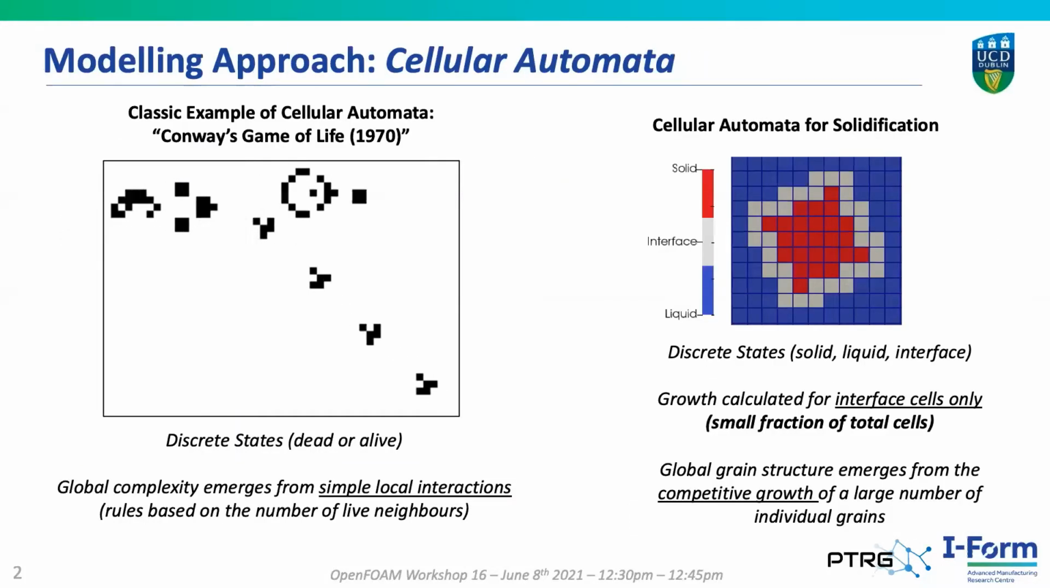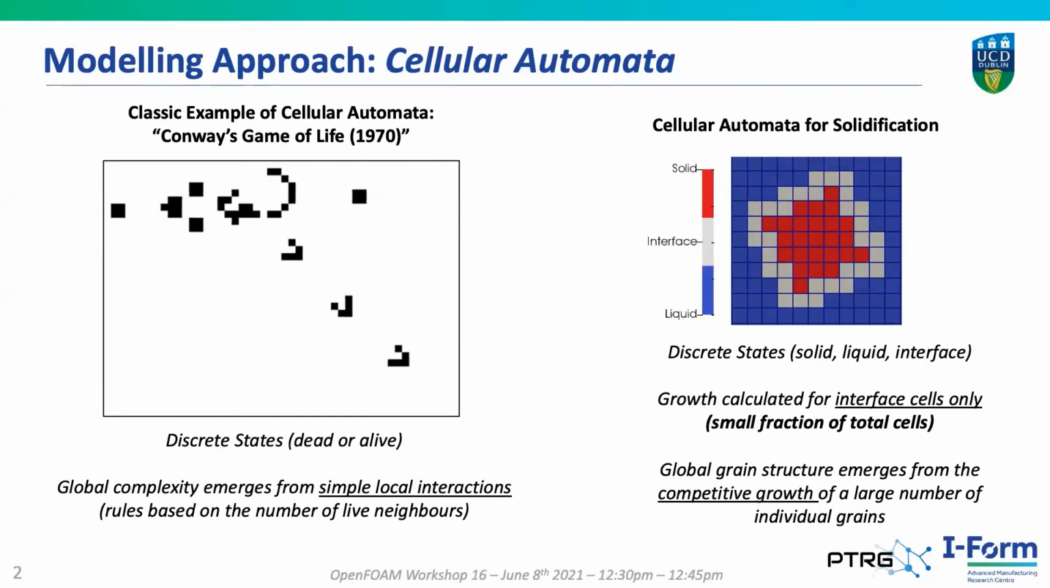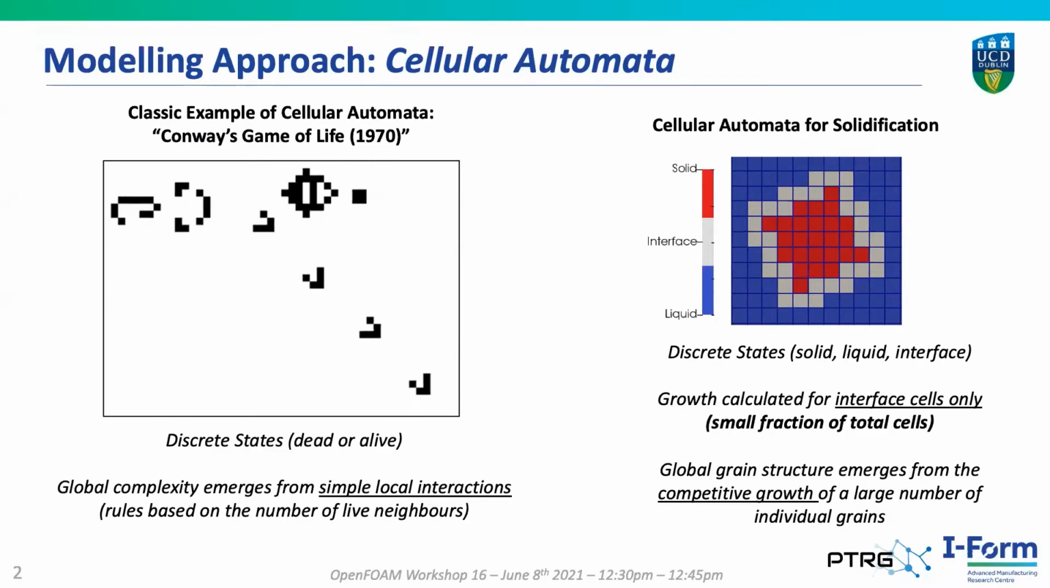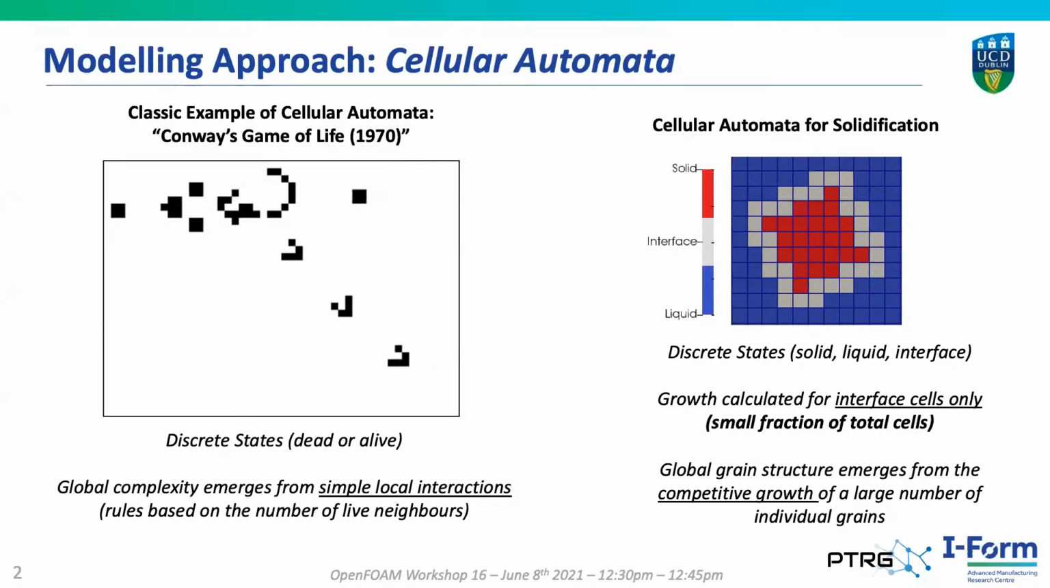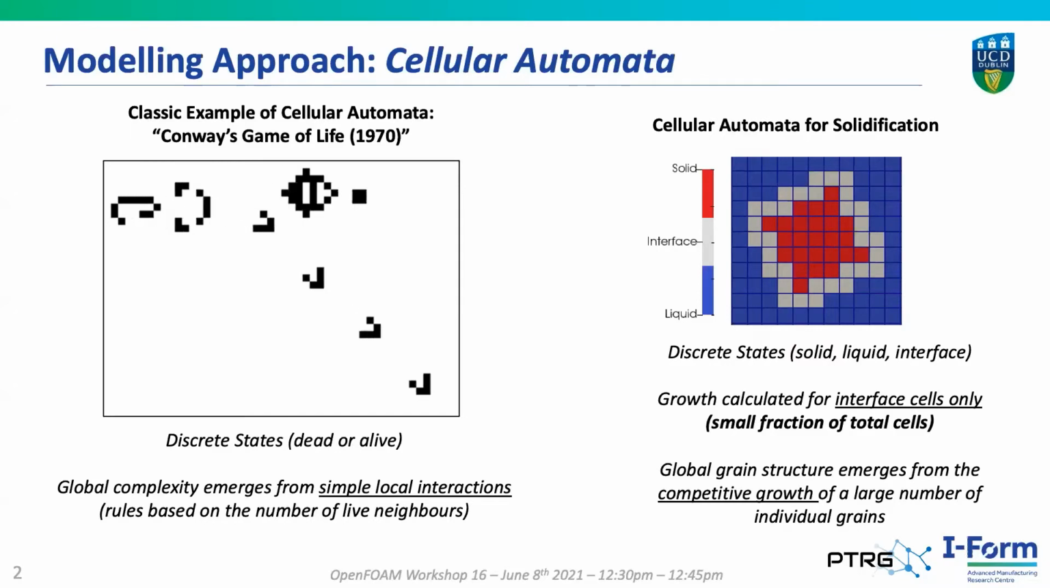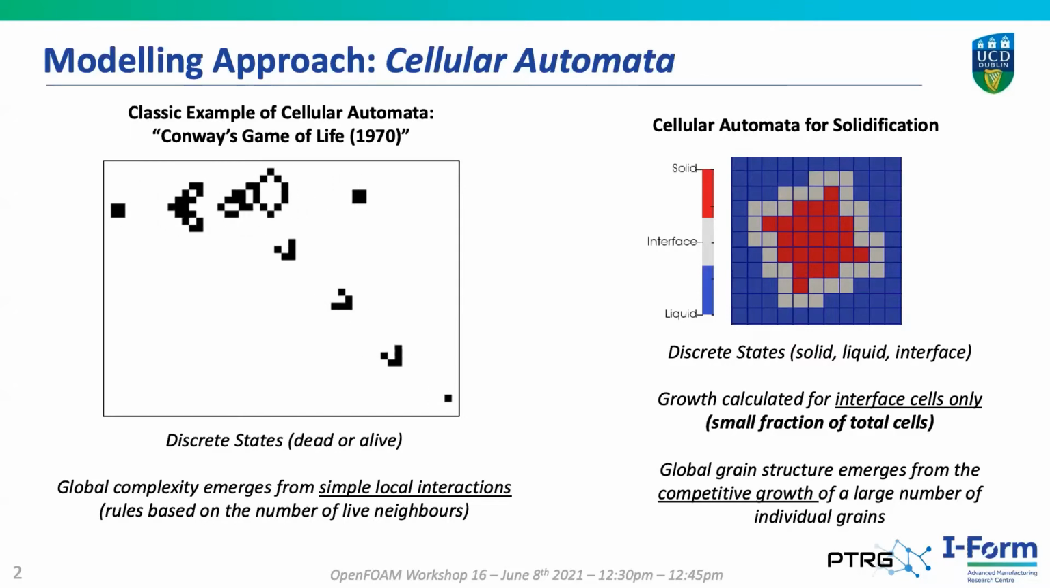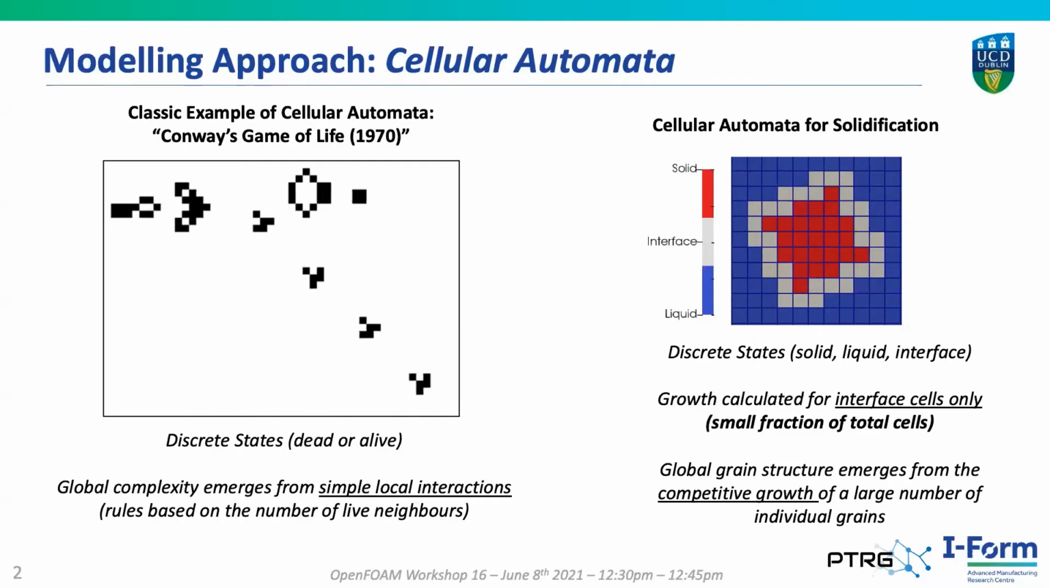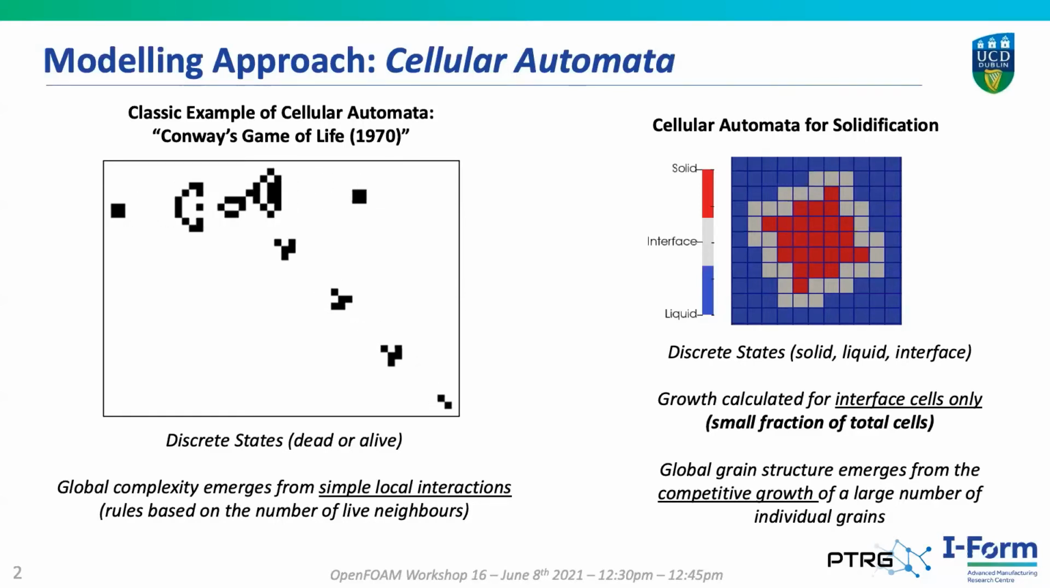So the modeling approach that I use is inspired by cellular automata. Before I get stuck in, I thought I'd just introduce cellular automata with a classic example, which is Conway's Game of Life. Cells can exist in only one of a discrete number of states, being dead or alive. And cells can either die by overpopulation or loneliness, or they can be reproduced if they have exactly 3 live neighbors. So although the rules are very simple at the local scale, global complexity can emerge once we zoom out.